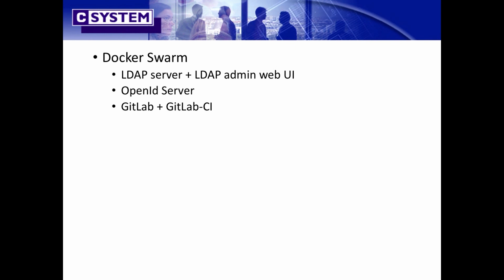We use Docker Swarm because I have multiple servers, and I don't need to care about which server I can use for my particular application, or where I can start my LDAP server or GitLab. It's just done by Docker Swarm. And if one of my servers dies, Docker Swarm decides where to put my application.